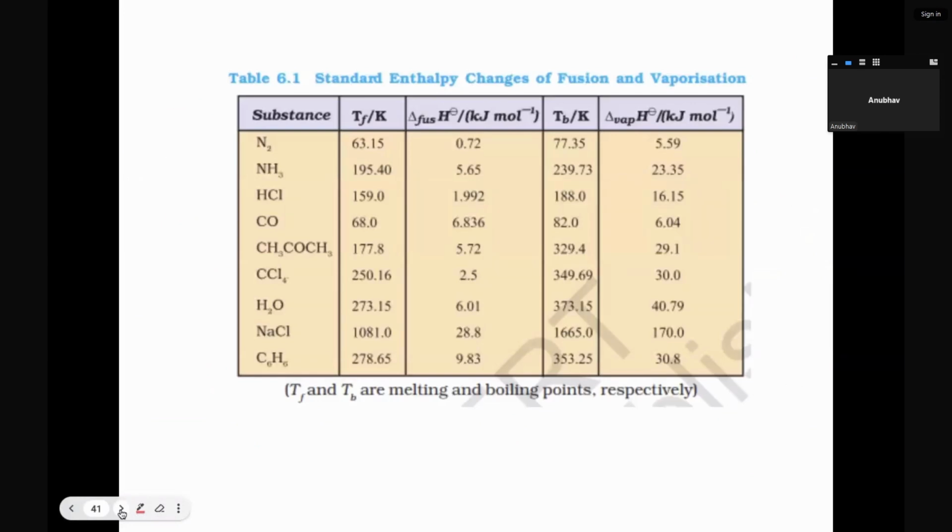I've also collected some specific enthalpy change data for fusion and vaporization. So we have substances like N2, NH3, HCl, CO, acetone, carbon tetrachloride, water, sodium chloride, and benzene. Now TF and TB are their corresponding melting and boiling points. For melting point, it is termed as TF because F stands for fusion, that is melting, and B stands for boiling.